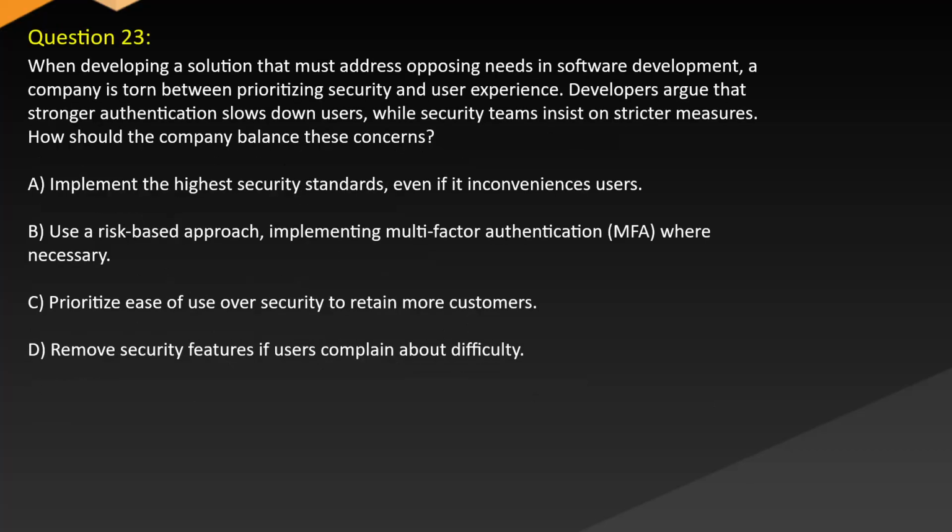Question 23. When developing a solution that must address opposing needs in software development, a company is torn between prioritizing security and user experience. Developers argue that stronger authentication slows down users while security teams insist on stricter measures. How should the company balance these concerns?